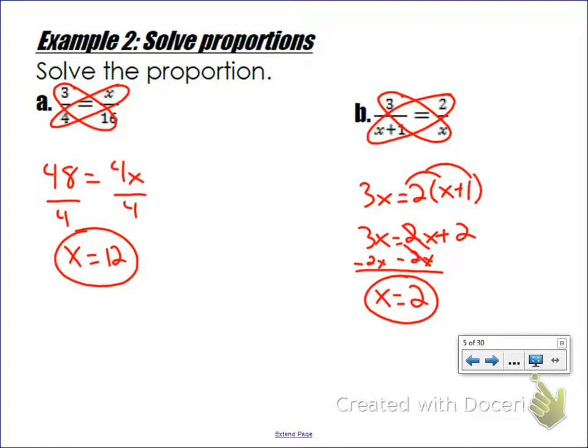3 over 4, if you plug it into your calculator, 3 over 4 for the first one is going to give you 0.75. And if you did 12 divided by 16, it should give you the exact same thing.